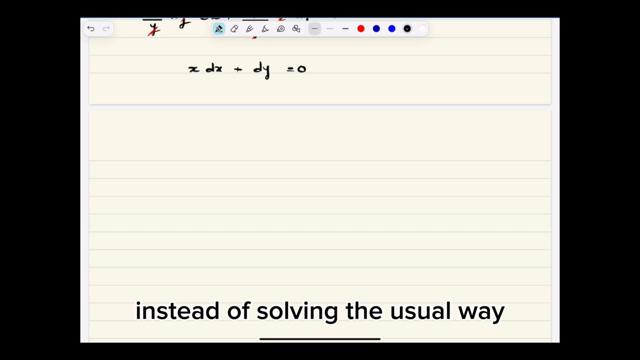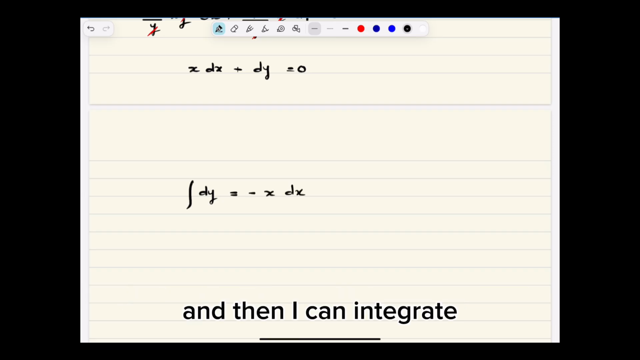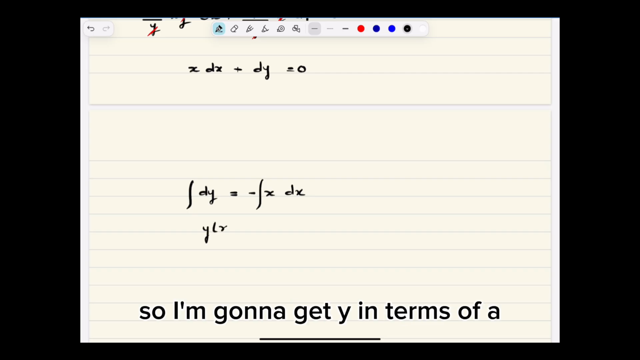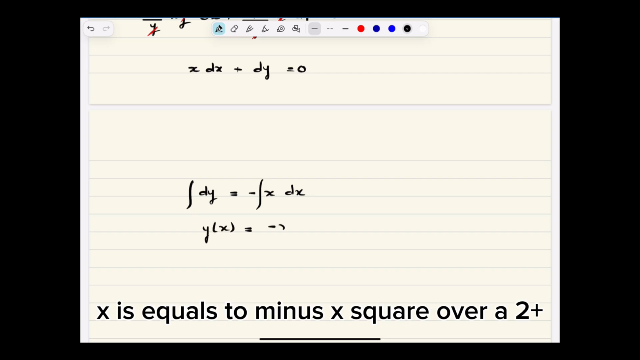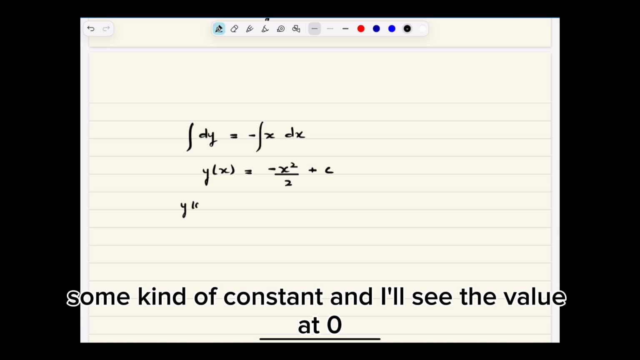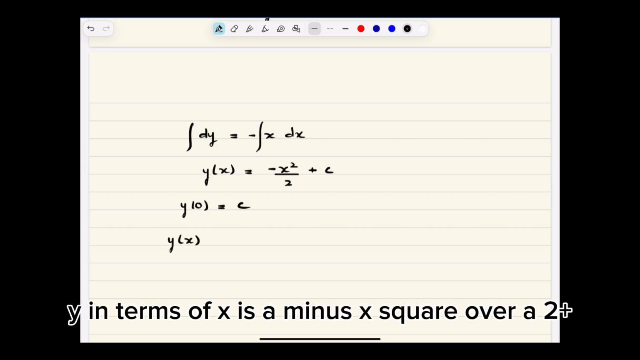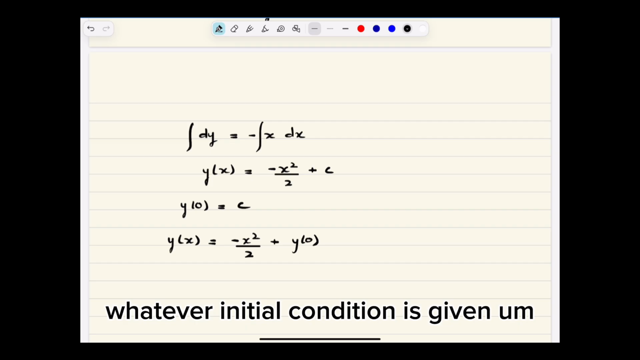But instead of solving the usual way, I can just write this as dy equals minus x dx, and then I can integrate. So I'm going to get y in terms of x equals minus x squared over 2 plus some kind of constant, and I'll see the value at 0, and that's going to be c. So therefore y in terms of x is minus x squared over 2 plus whatever initial condition is given.